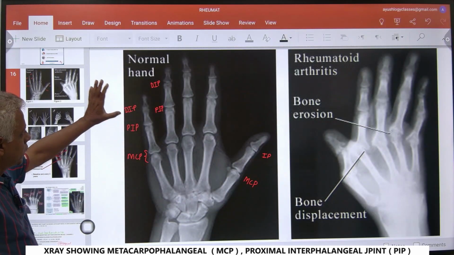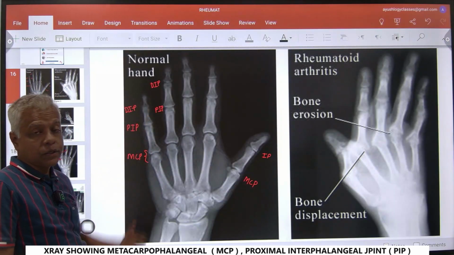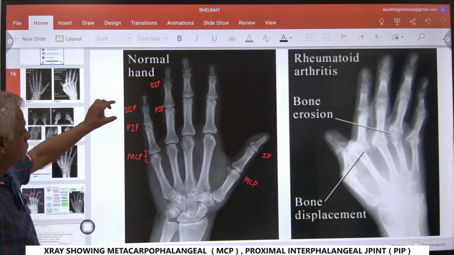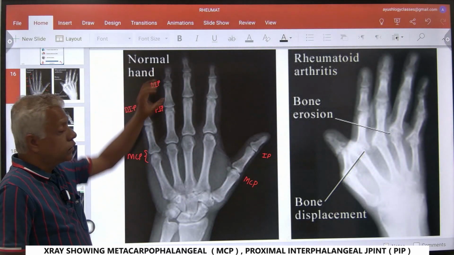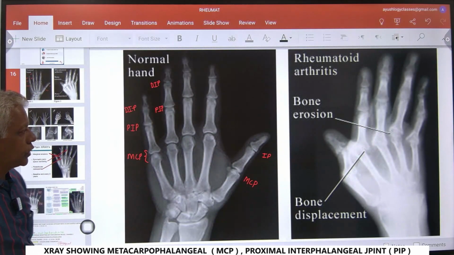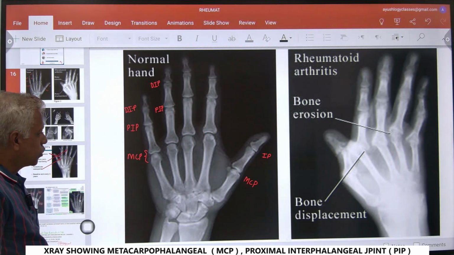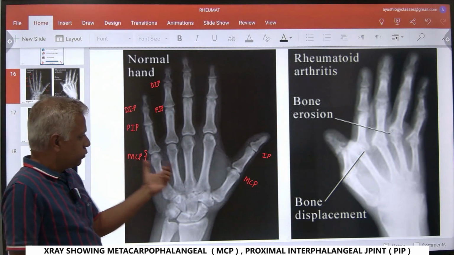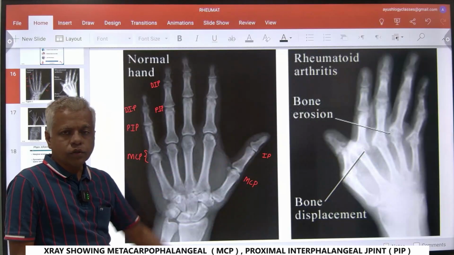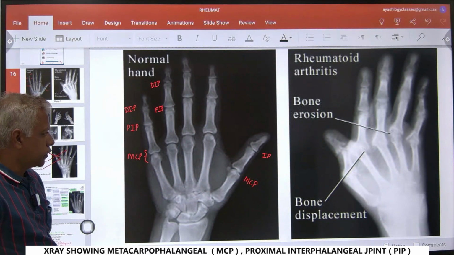Okay. So when we say that the metacarpophalangeal and proximal interphalangeal joints are involved, it does mean that the distal interphalangeal joints are spared in rheumatoid arthritis. Now one more thing, the interphalangeal joint of the thumb is also commonly involved in rheumatoid arthritis. Okay.